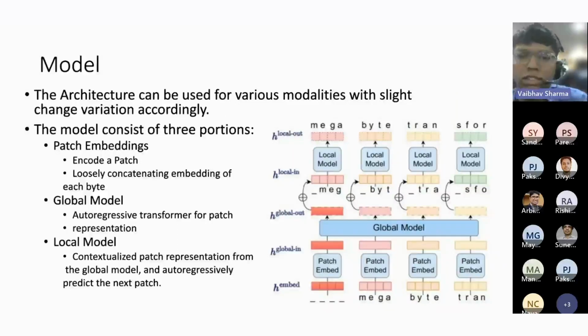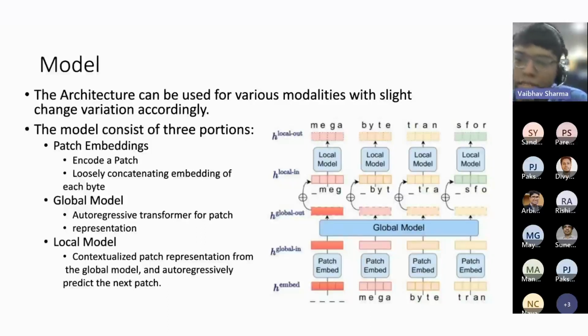So the global model is nothing different from an autoregressive transformer. It takes an input of a patch representation, uses a self attention mechanism and some causal attention masking also, and gives a representation of the input patches that was given to it. And now when we get these representations out of the global model, we transfer them to local models.